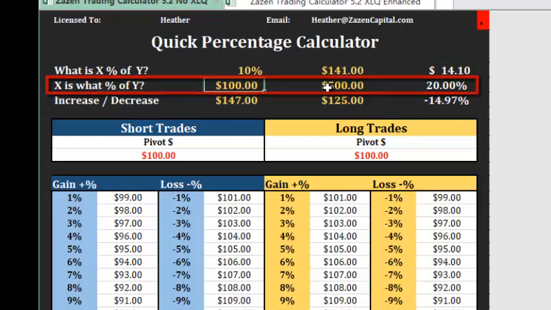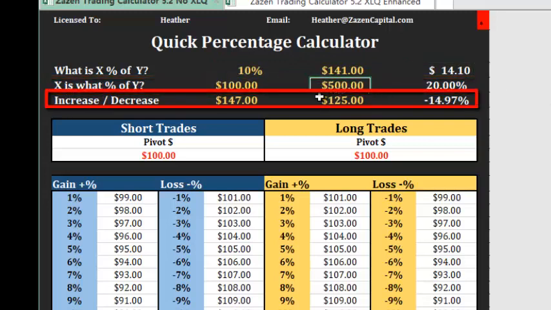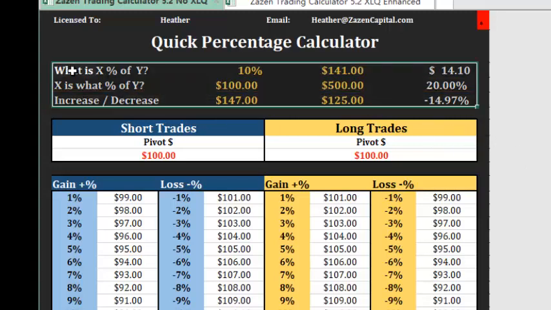It's 20%. If I had a stock that was 147 and it fell to 125, what would the increase or decreasing percentage be? It would be a decrease of 14.97%. I use it to calculate profit and loss. I use it to calculate pullbacks.